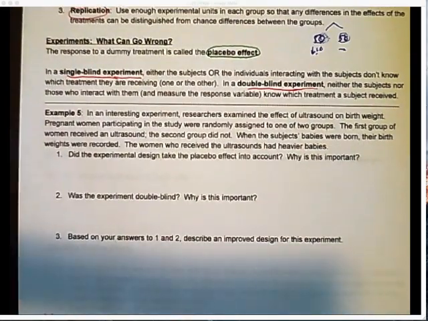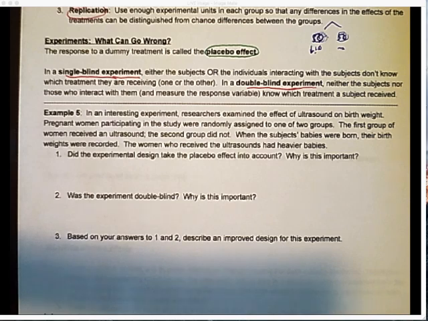So let's look at example 5. In an interesting experiment, researchers examined the effect of ultrasound on birth weight. Ultrasound is that gel that they put on women that are pregnant so they can see the baby. It says pregnant women participating in the study were randomly assigned to one of two groups. The first group of women received an ultrasound, and the second group did not. When the subjects' babies were born, their birth weights were recorded. The women who received the ultrasound had heavier babies.